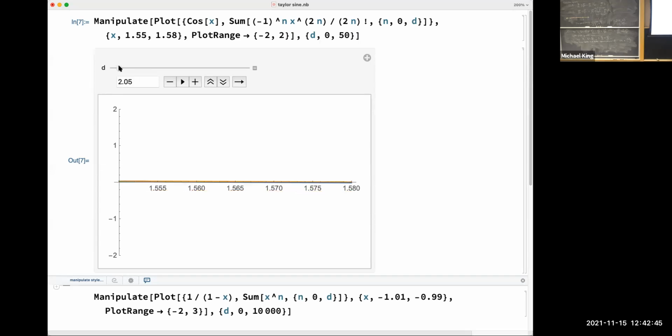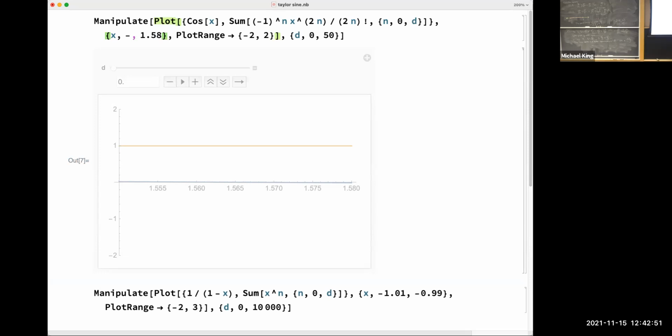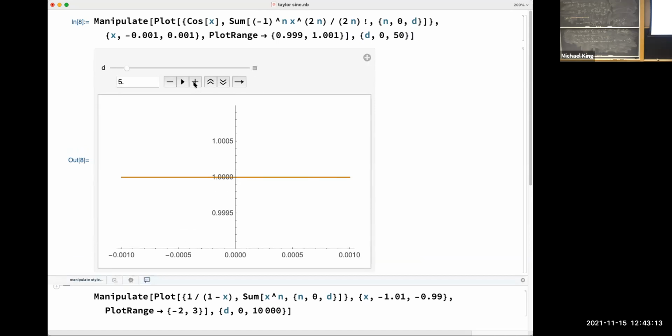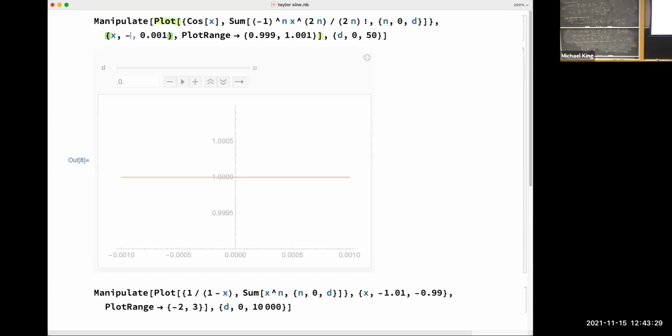Oh, you can't even see what's going on there. All right, I'm being silly here. Actually, what I want to do is something like this, minus 0.001. I want to do this very close to the center point. It is centered at 0. Let's try this. Wait, what's happening here? Why can't I see anything? I'm doing something wrong. Never mind. Sorry.